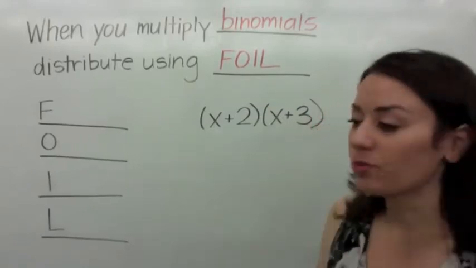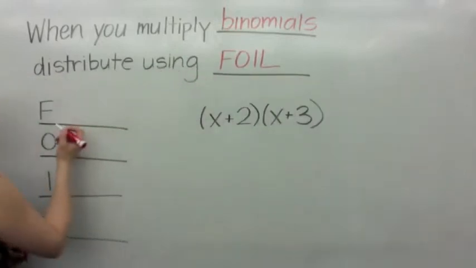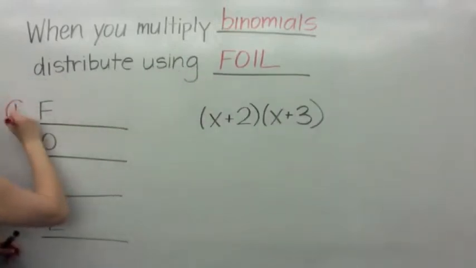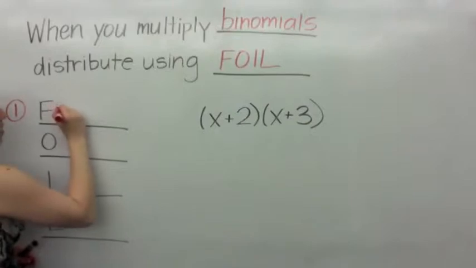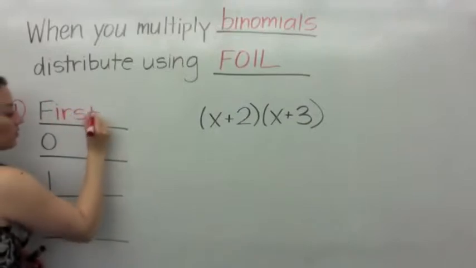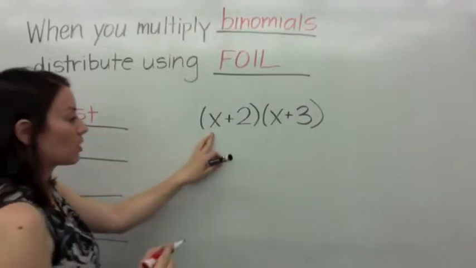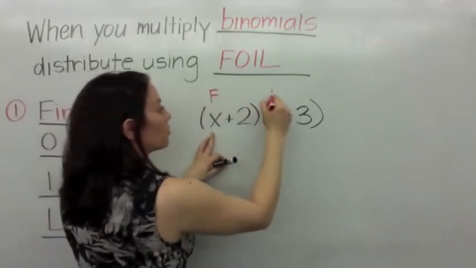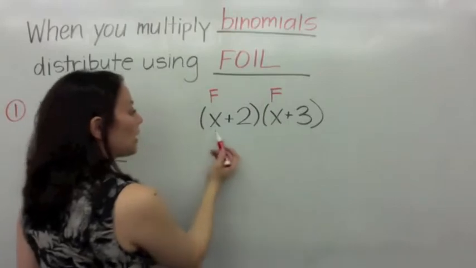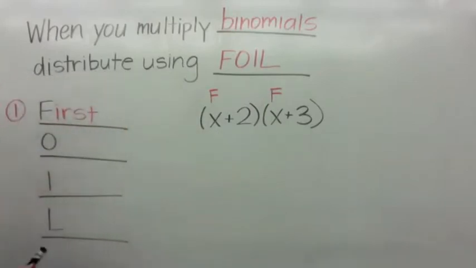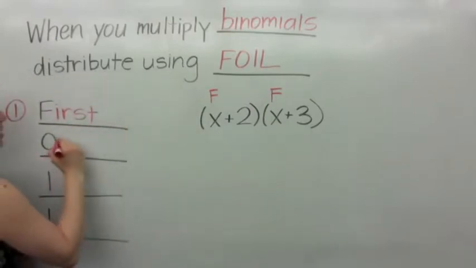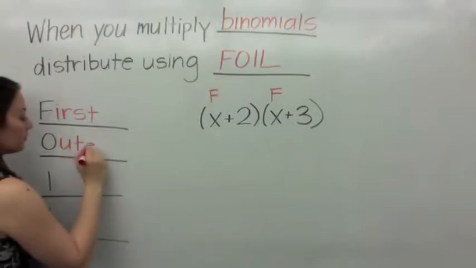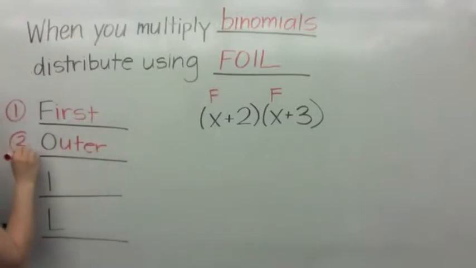So when you distribute or you multiply, step number 1 is doing the first terms. Okay, first. That's what F stands for. So the first terms are going to be the first term in this binomial and the first term in this binomial, which would be x times x. Okay? Next, you're going to do the outer terms. Okay, that's step number 2.